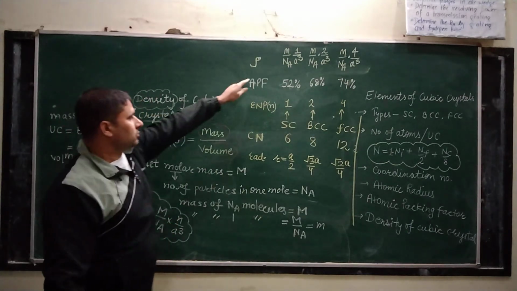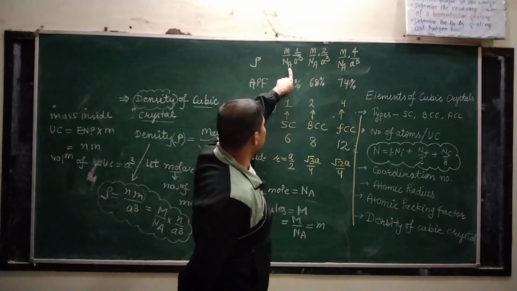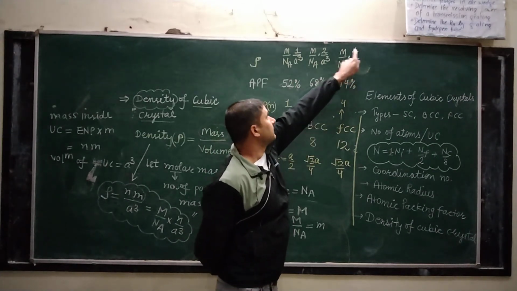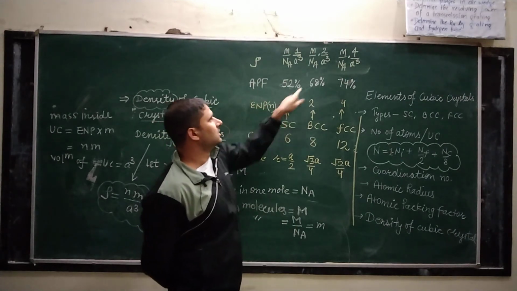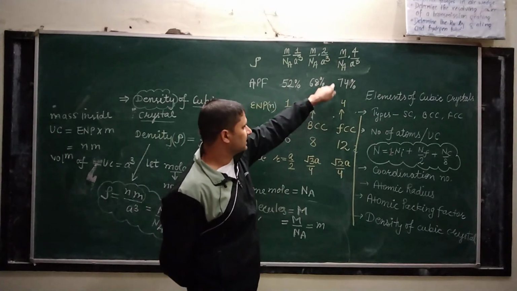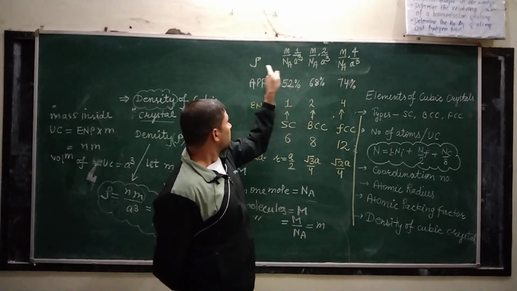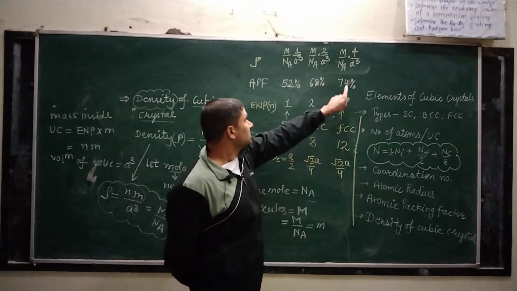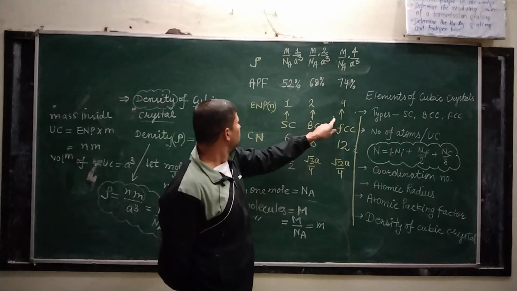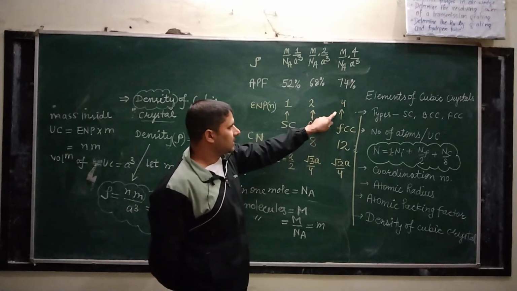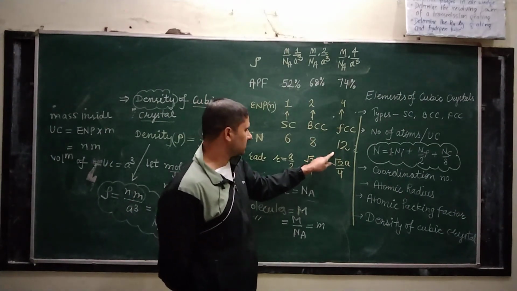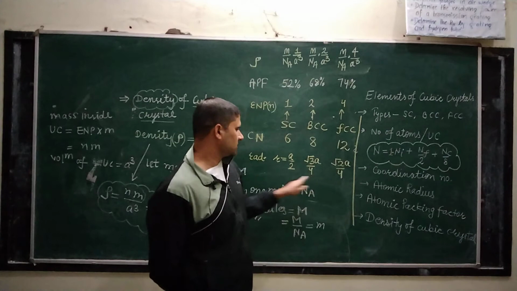Okay class, so from here you can see the density of FCC is 4 times the density of simple cubic and twice the density of BCC. So here also we can see the density of FCC is highest, its packing efficiency or atomic packing fraction is highest, the effective number of particles in FCC is again highest, and the coordination number in FCC is again highest, and this is the radius.